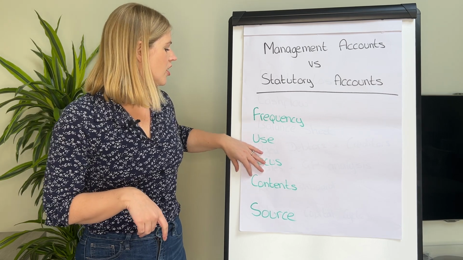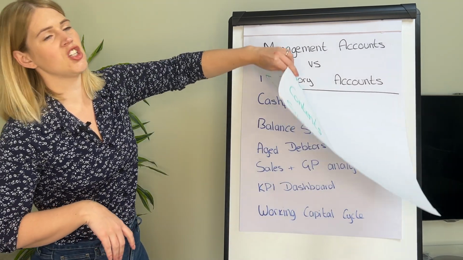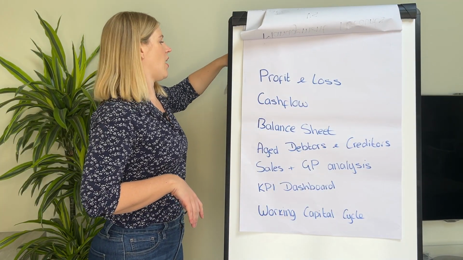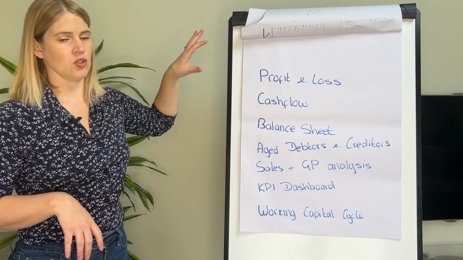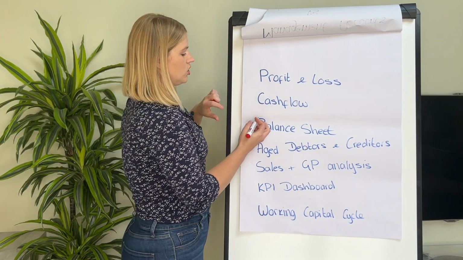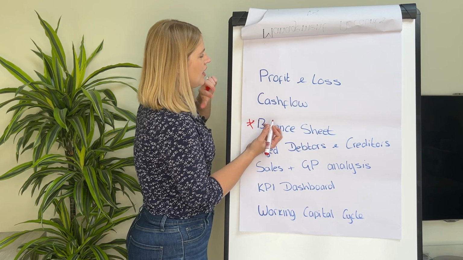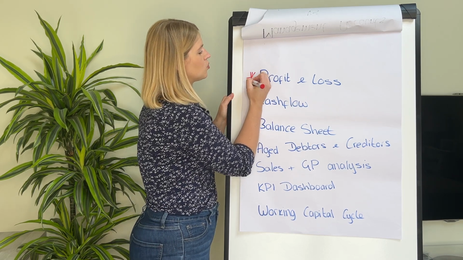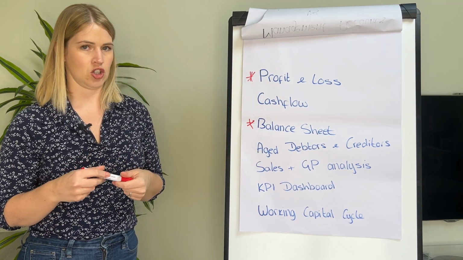But I just want to give you an idea of some of the information that should be included when you're having a look at your management accounts. So this was what I mentioned with your statutory accounts. You get a balance sheet, and you'll probably get a profit and loss as well from your accountant, because that's needed to do your tax return.